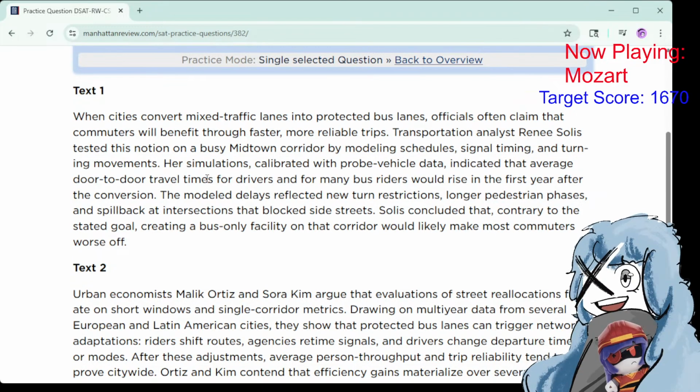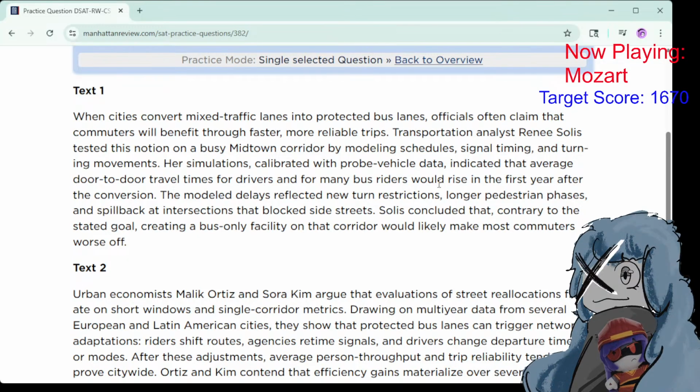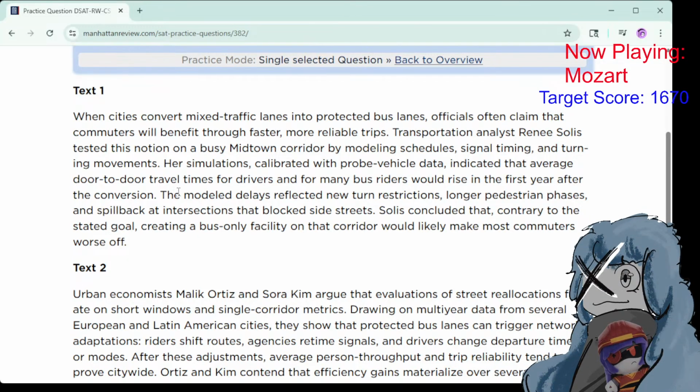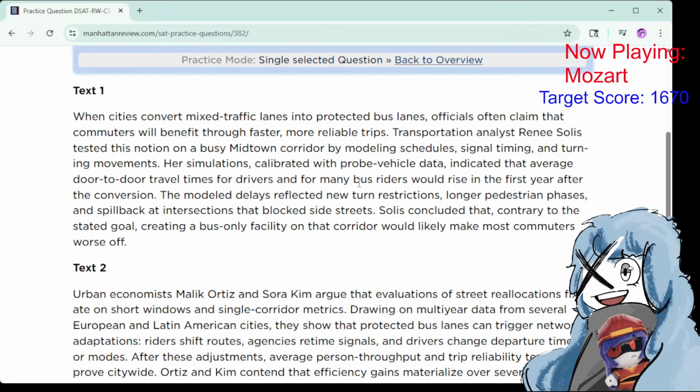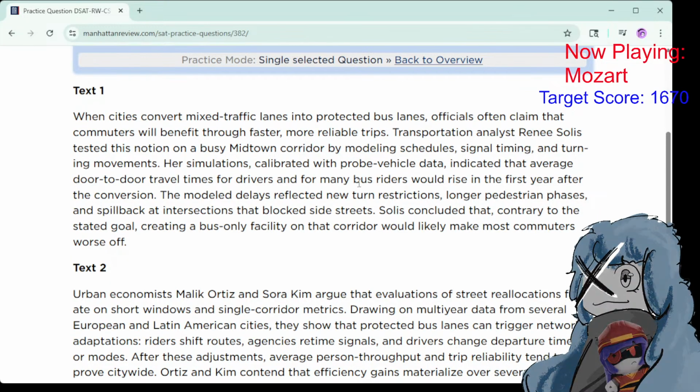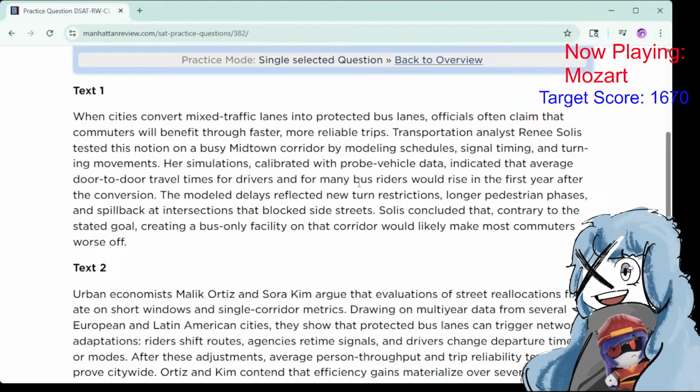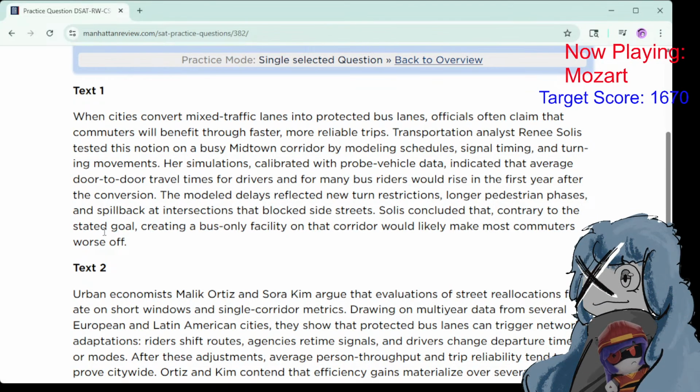I think the average door-to-door travel times will rise. That's saying it takes more time to go from door to door. It does not mean that they are faster.